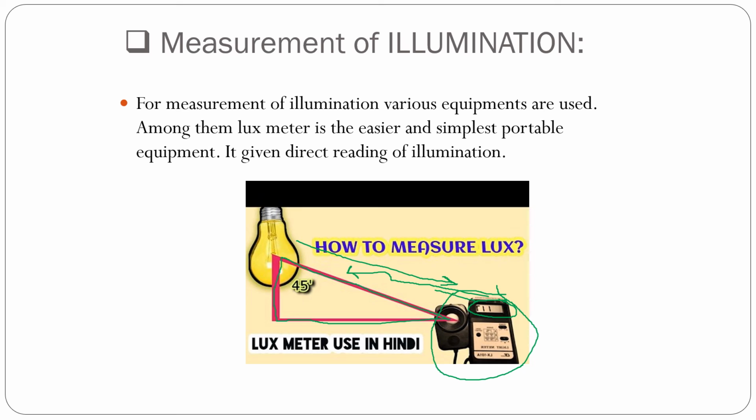For measurement of illumination, various equipment is used. Among them, the lux meter is the easiest and simplest portable equipment. It gives a direct reading of the illumination.